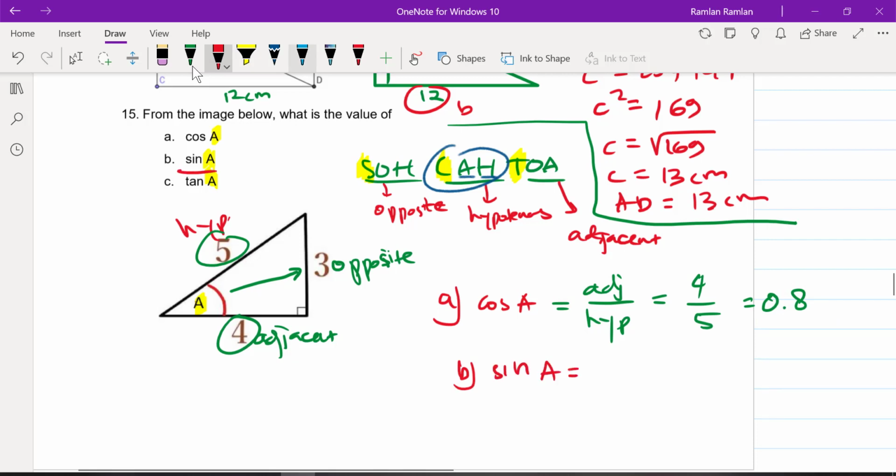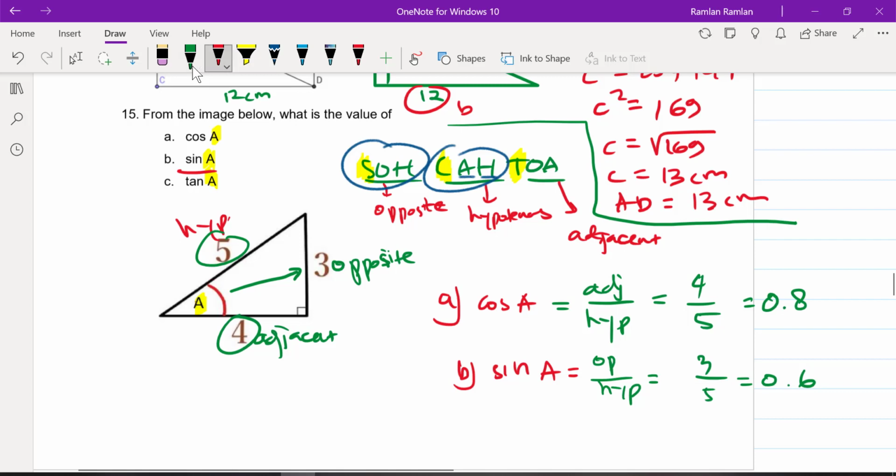That will be equal to, we're using this one this time, SOH, right? O is for opposite, H is for hypotenuse. Which means that that will be equal to opposite over hypotenuse. And we know that the opposite is this one, which is the 3, and the hypotenuse is this one, which is the 5. And that will be just 3 over 5, or equal to 0.6.